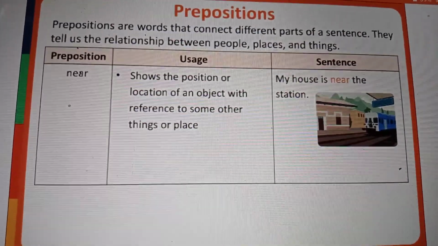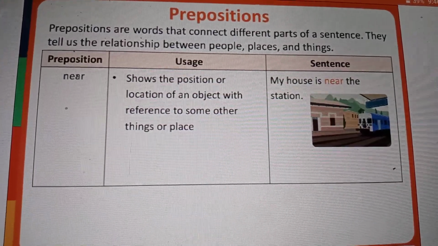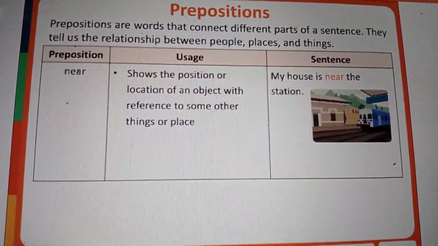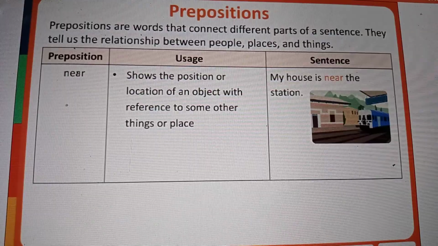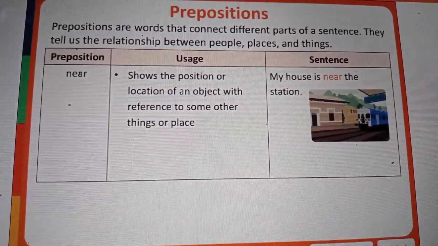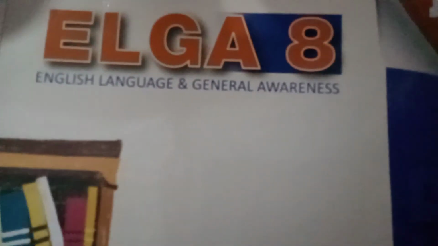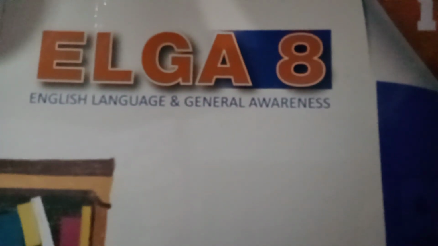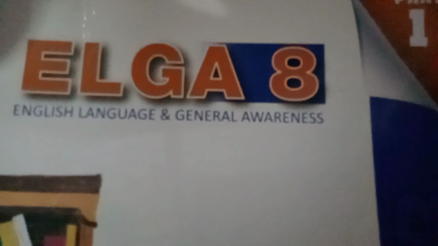Next word, near. It shows the position or location of an object with reference to some other thing or a place. Example sentence: my house is near the station. Great, my dear children. We will learn more prepositions in the next few classes.